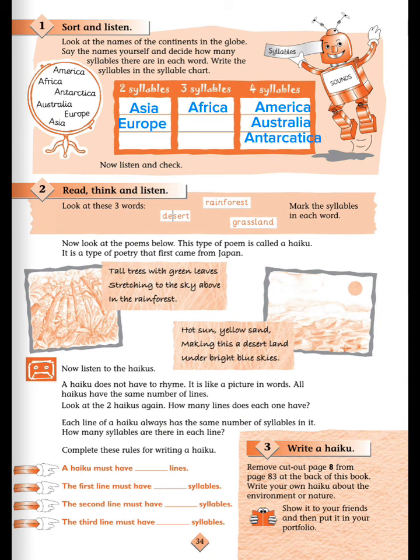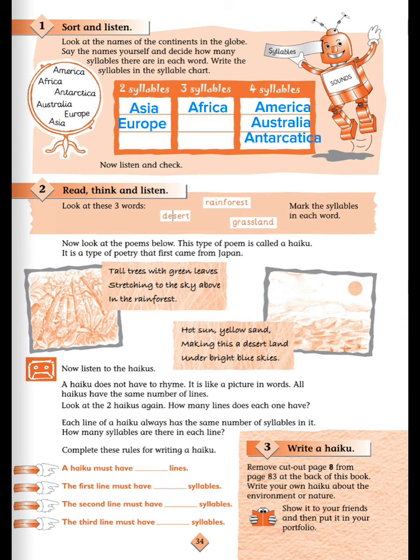Tall trees with green leaves, stretching to the sky above, in the rainforest. Hot sun, yellow sand, making this a desert land, under bright blue skies.